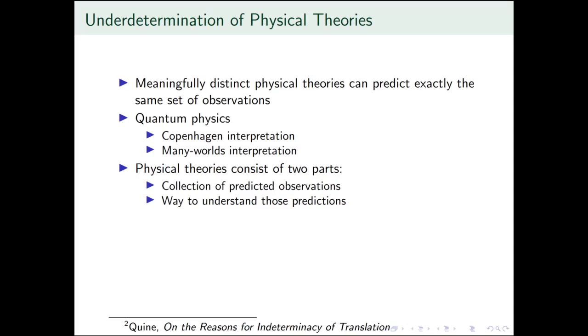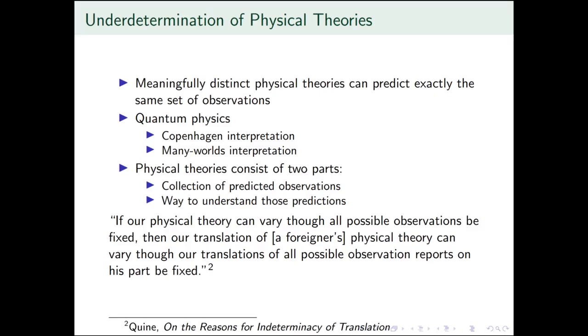It is in this second feature that Quine claims we can find our indeterminacy of translation. "If our physical theory can vary though all possible observations be fixed, then our translation of a foreigner's physical theory can vary, though our translation of all possible observation reports on his part be fixed." When we describe our physical theories, we are forced to resort to metaphor and analogy in order to connect our understanding of them to more familiar concepts.